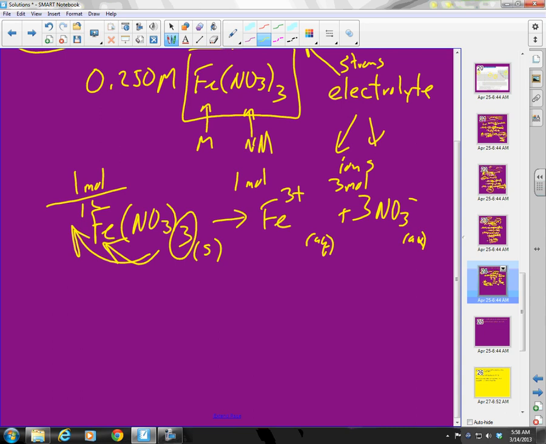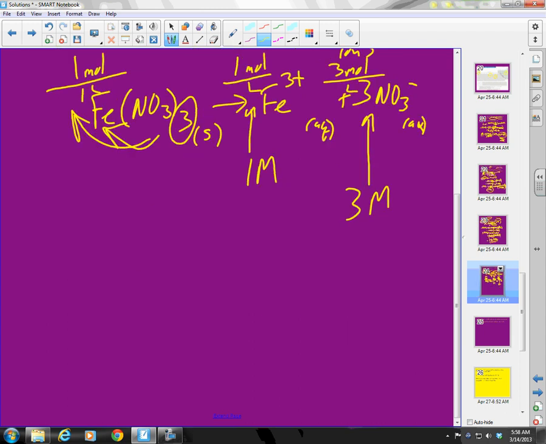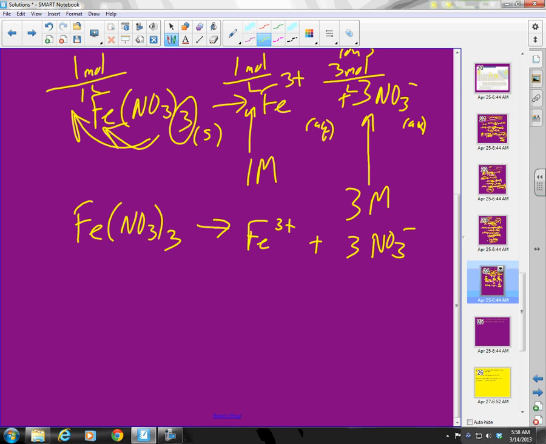Well, what if it's 1 mole per liter? Well, that means I would have 1 molar this. This would be 1 mole per liter. And this would be 3 moles per liter. So this would be 1 molar. And what about this? This would be 3 molar. So what we've just shown here, that when I have an ionic compound and it dissolves, the coefficients in that equation not only represent moles, but they also represent the concentration in terms of molarity.